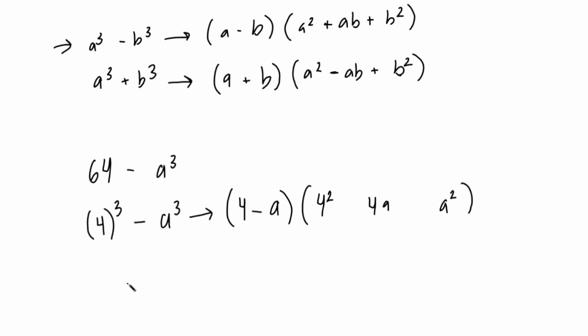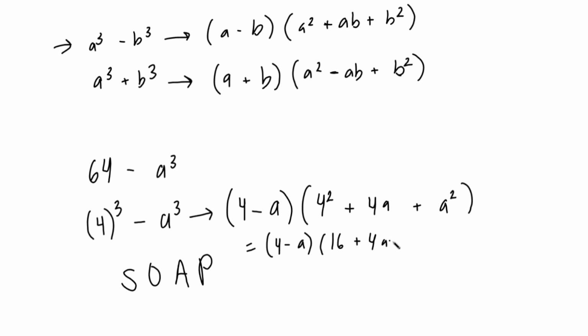So as for how the sign should work, SOAP, same. We're doing subtraction, so this should be the same. So that's negative, subtraction. This one is opposite. Next one's opposite, so this should be a plus sign. And then the last one is always positive. So this should also be a plus. So this is how we factor. We can also make this a little cleaner by doing this. 4 minus a, 4 squared, 16 plus 4a plus a squared.